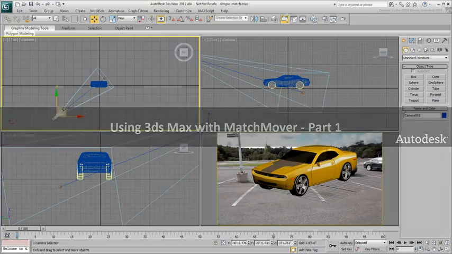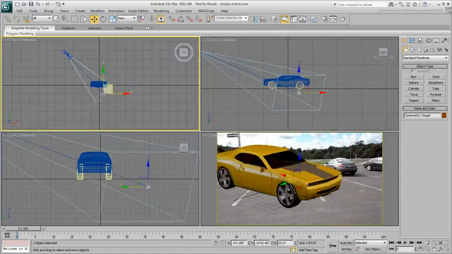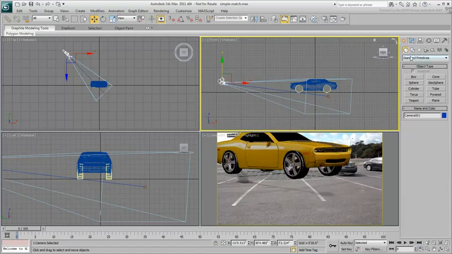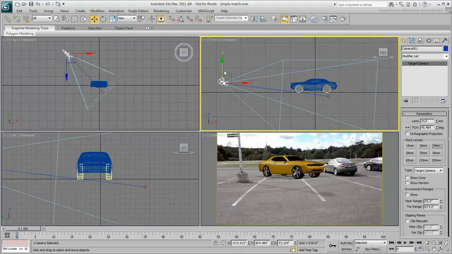Matching a 3D camera to a fixed background image is relatively easy and often requires simple adjustments to the camera positioning and parameters.